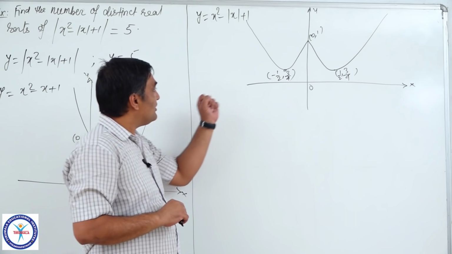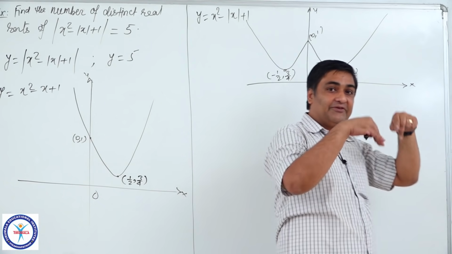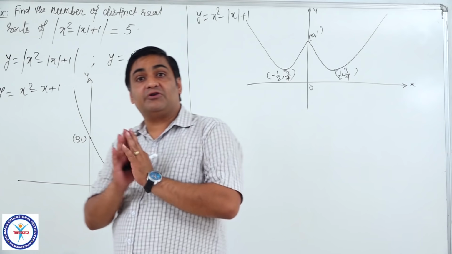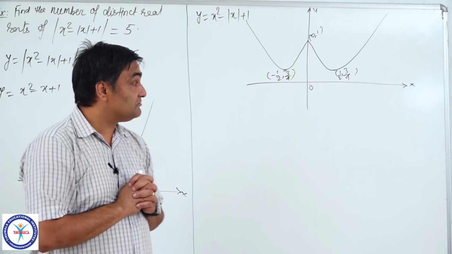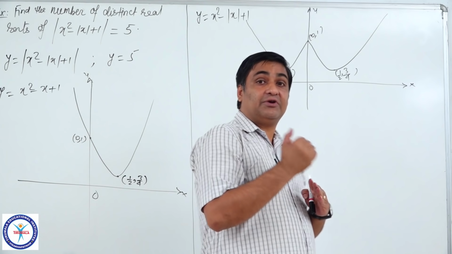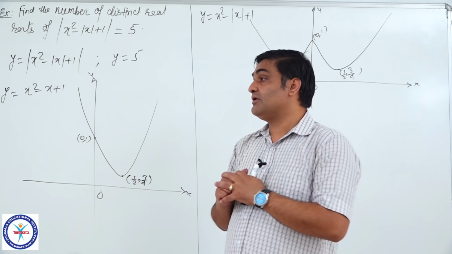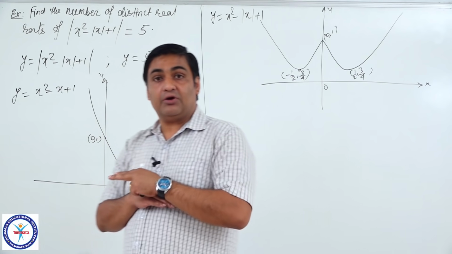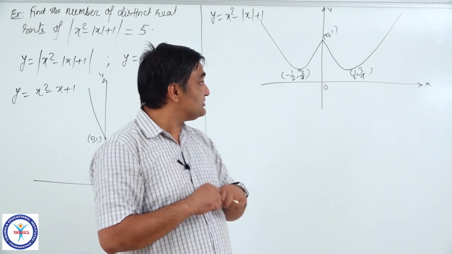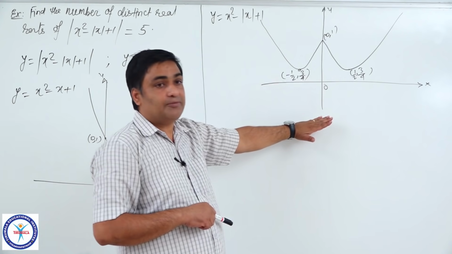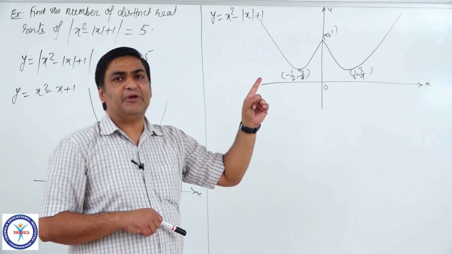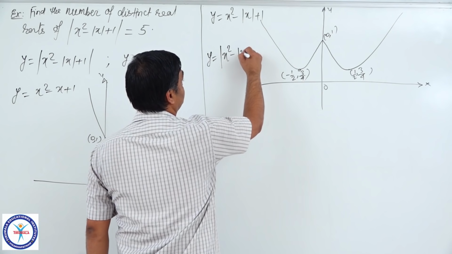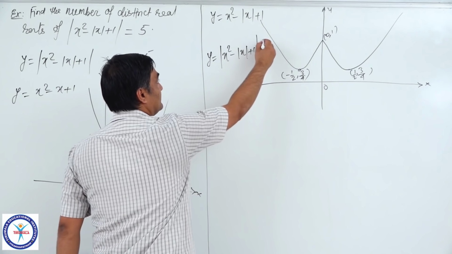Why? Because no portion of this graph is lying below the x-axis. Remember, if we put the mod sign on the whole of the expression, then we have to take the image in the x-axis of that portion of the graph which is lying below the x-axis. So none of the portion is lying below the x-axis, so there will not be any change in the graph. These are the same.